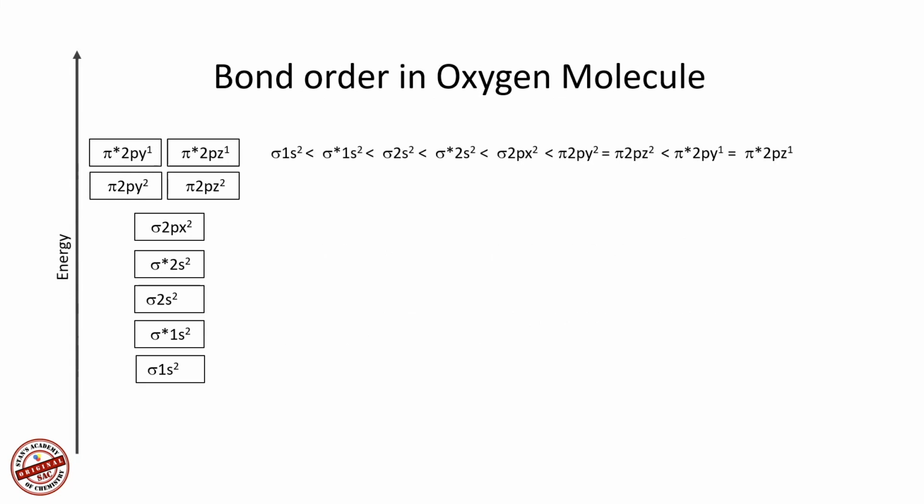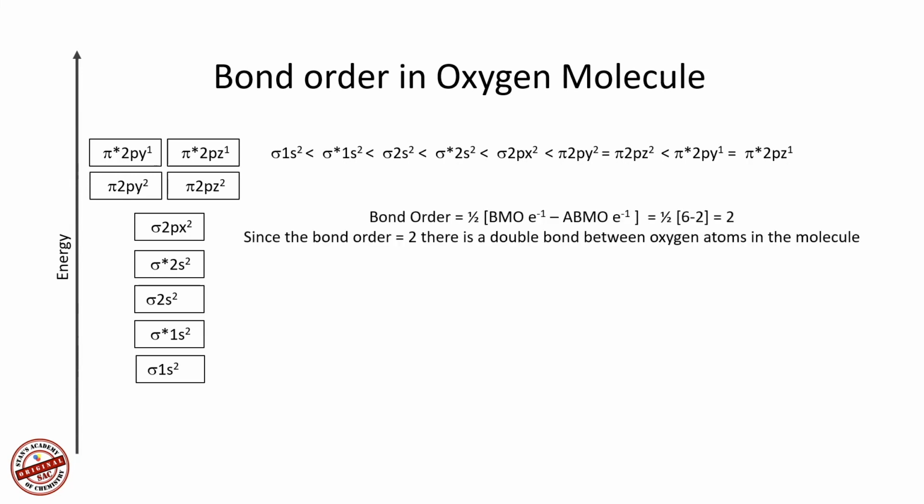We are going to use this electronic configuration to calculate the bond order in the oxygen molecule. Bond order is equal to half into the number of electrons in the bonding molecular orbital minus the number of electrons in the antibonding molecular orbital. Interestingly, if you look at the sigma 1s2 and sigma star 1s2, there are two electrons each. If you calculate the bond order, it becomes 0.